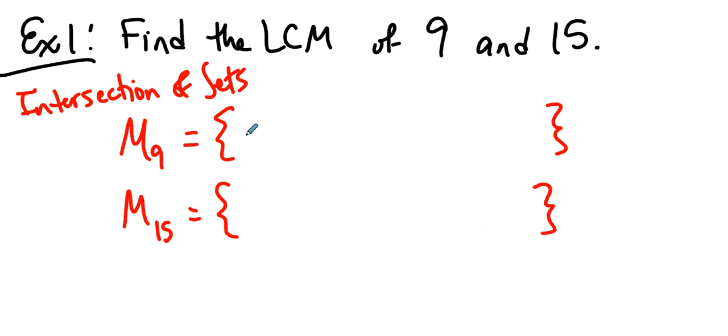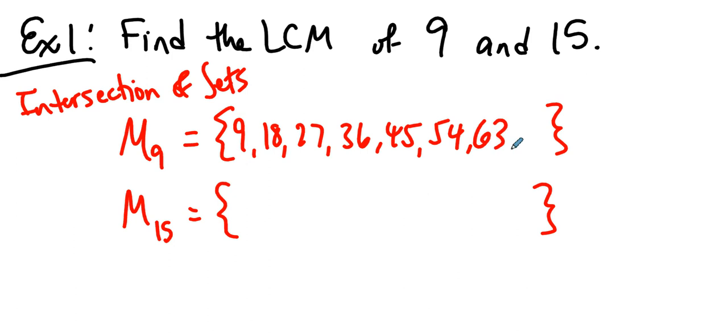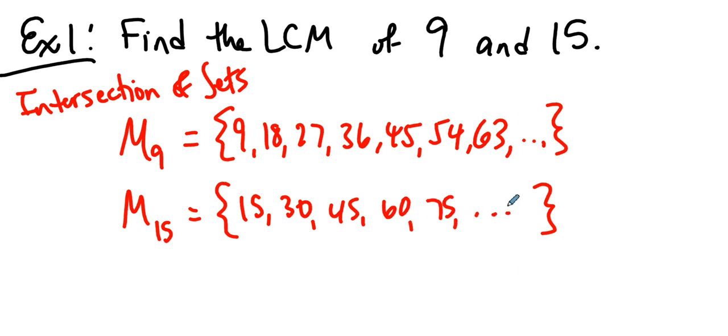The multiples of 9: 9, 18, 27, 36, 45, 54, 63, and so on. This is an infinite set. We cannot possibly write them all out. The multiples of 15: 15, 30, 45, 60, 75, and so on. This is an infinite set. We will never write them all.